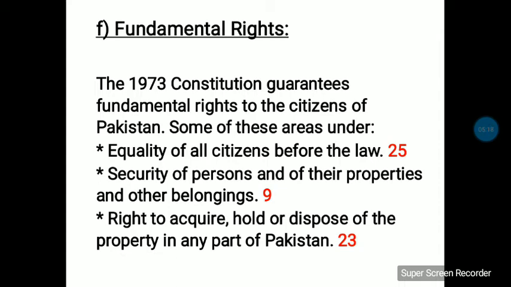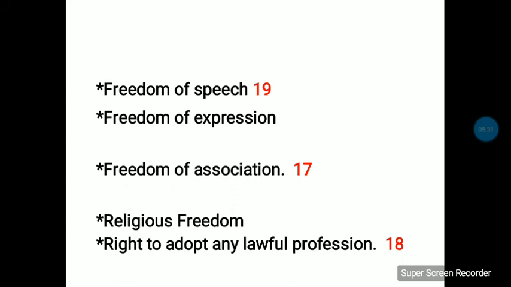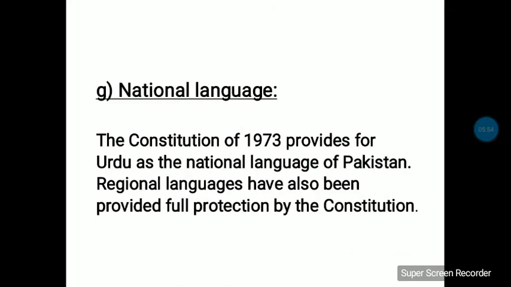Equality of all citizens before the law, Article 25. Security of persons and of their properties and other belongings, Article 9. Right to acquire, hold or dispose of property in any part of Pakistan, Article 23. Freedom of speech, Article 19; freedom of expression, freedom of association, religious freedom, right to adopt any lawful profession. So these are the fundamental rights, and there are still many other fundamental rights from Article 7 to Article 40 of the 1973 Constitution, which is named Part 2 of the Constitution.